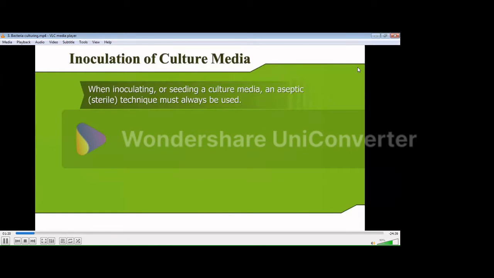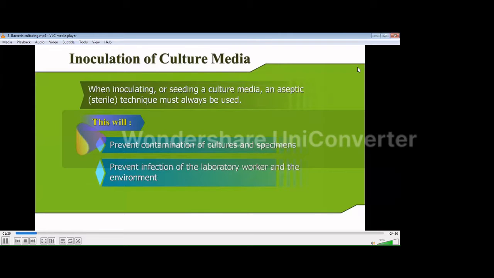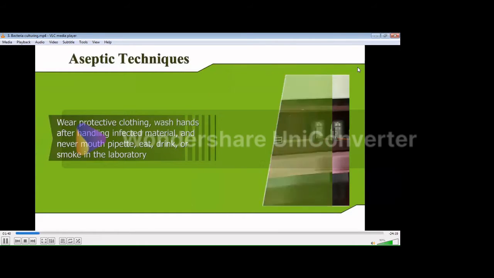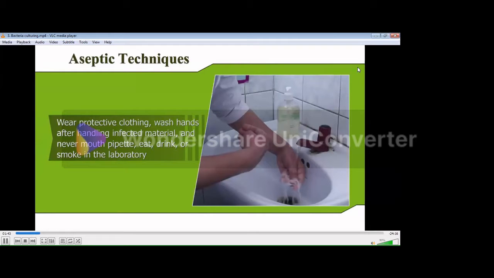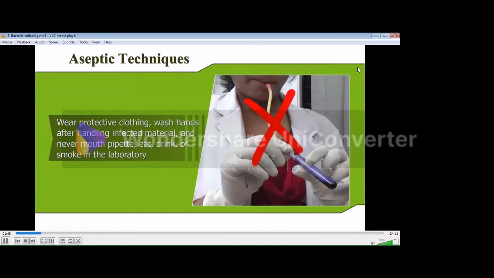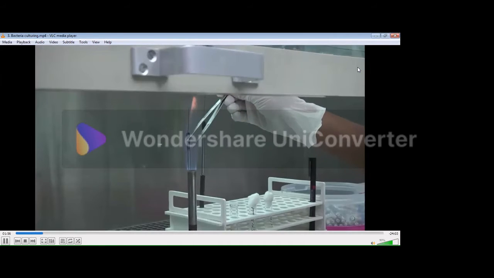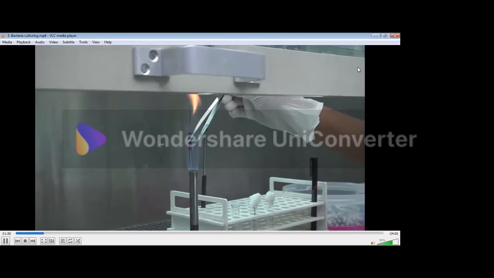When inoculating or seeding a culture media, an aseptic technique must always be used. This will prevent contamination of cultures and specimens, and prevent infection of the laboratory worker and the environment. Aseptic techniques: wear protective clothing, wash hands after handling infected material, and never mouth pipette, eat, drink, or smoke in the laboratory. Flame to sterilize wire loops, straight wires, and metal forceps before and after use.